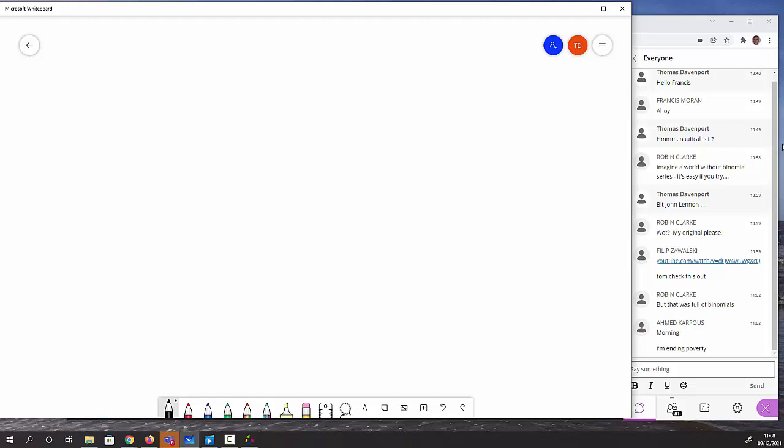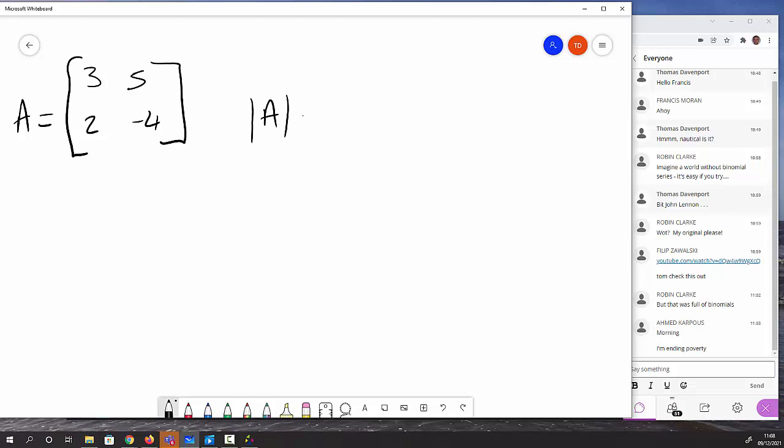I'm hoping you've all got the handle on matrices by now. If we have a matrix, and I will just take any old matrix, let's do a 2 by 2. So let's say we've got 3, 5, 2, minus 4. For example, you can tell it's a matrix because it's got square brackets. So the matrix is A, let's say, and what I would like to do is to find the determinant of that, which is written like that. A determinant is always a number.